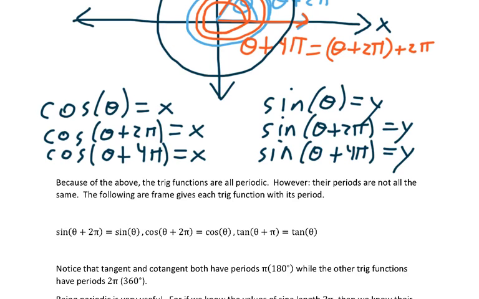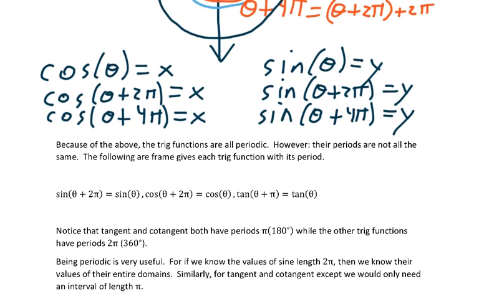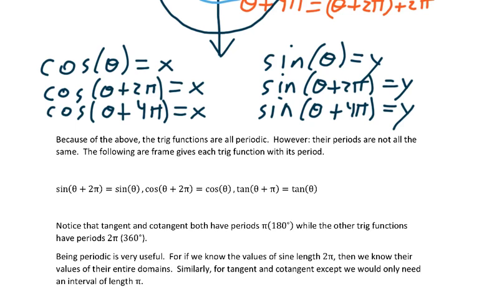So in degrees, sine and cosine would be periodic with period 360 degrees. Same thing with secant and cosecant. Tangent and cotangent would have period 180 degrees. Okay, now how does this help us? What's the point of this?